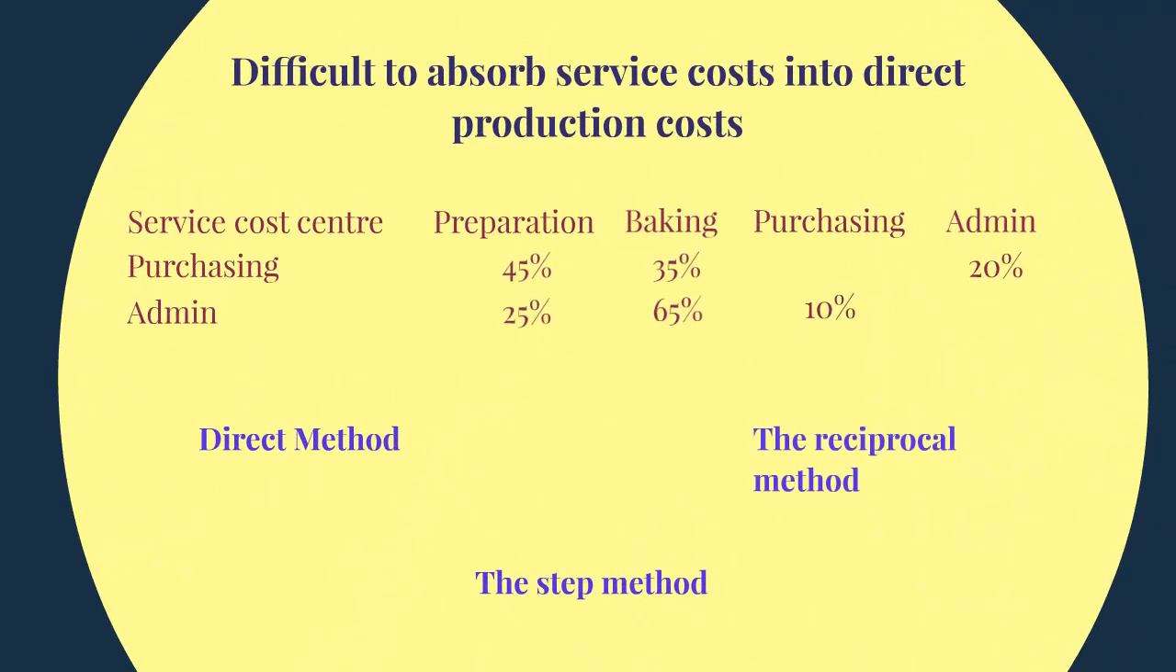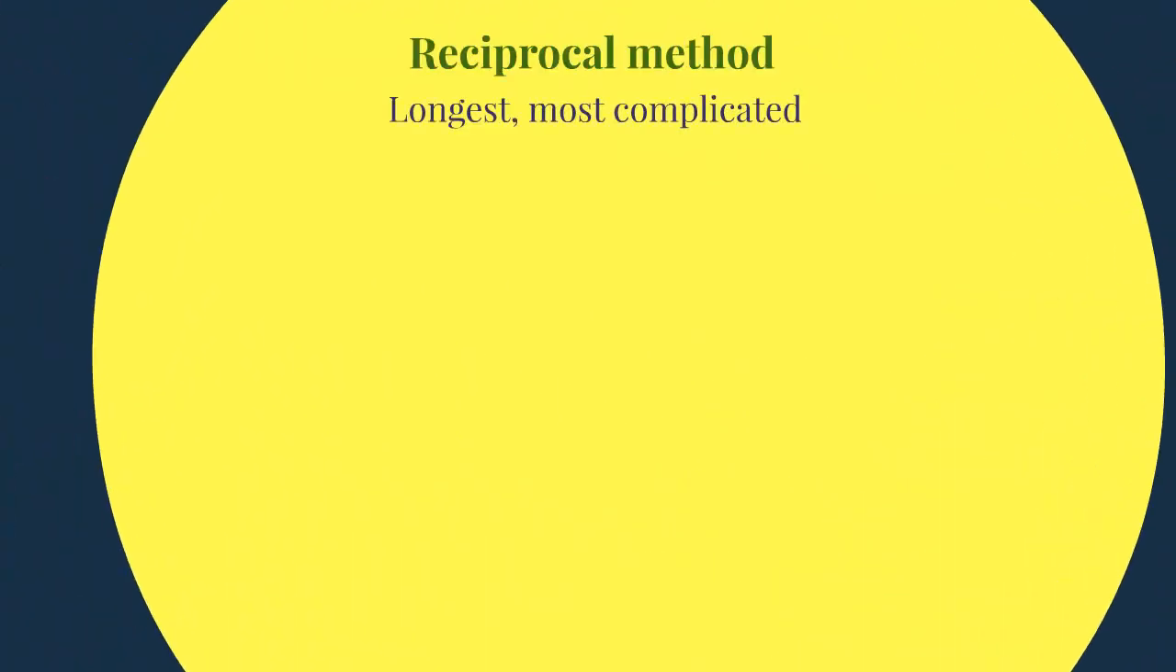Now the final step is the reciprocal method. The reciprocal method is the most complicated, it is the longest one. In this one, rather than apply the service centers once, as in apply the cost of the purchasing center and then apply the admin one, we go back and forth, applying the various service centers' costs to each other until it is all used up.